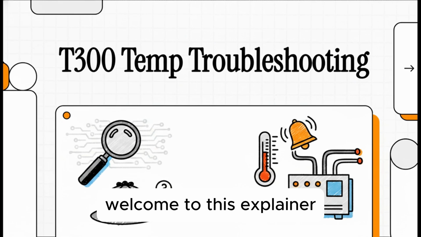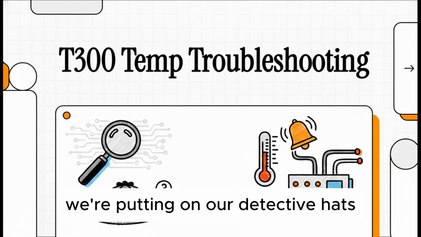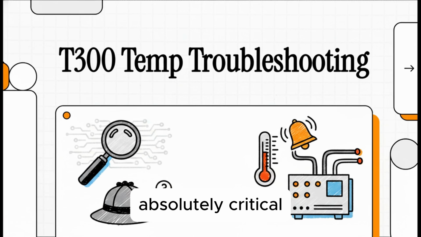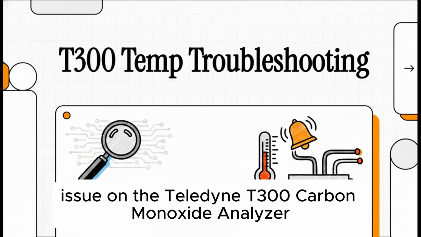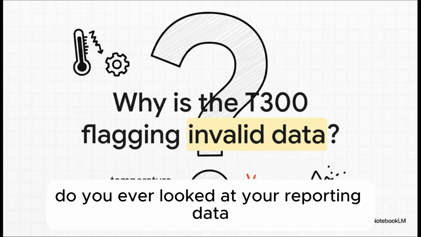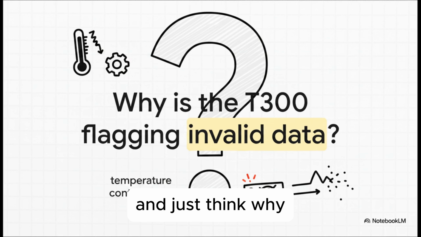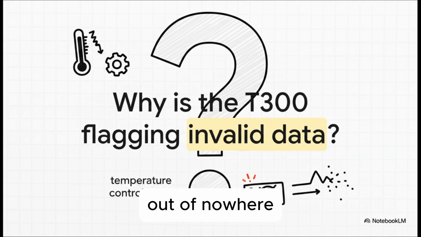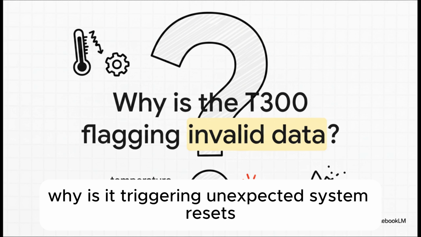Welcome to This Explainer. Okay, today we're putting on our detective hats to troubleshoot a really specific, absolutely critical issue on the Teledyne T300 carbon monoxide analyzer, the dreaded temperature alarms. Do you ever look at your reporting data and just think, why? Why is my T300 suddenly flagging invalid data out of nowhere? Why is it triggering unexpected system resets?